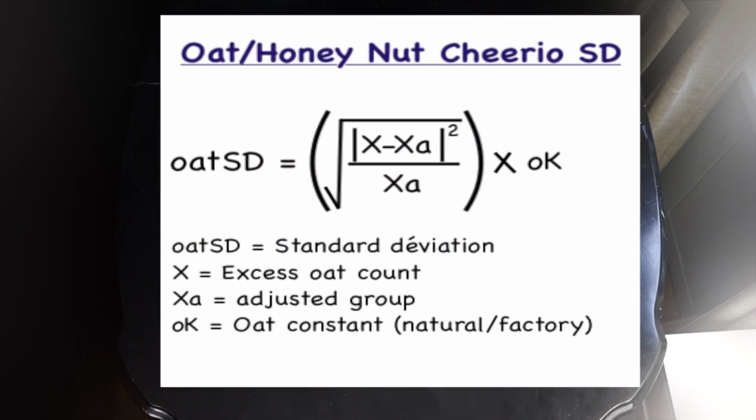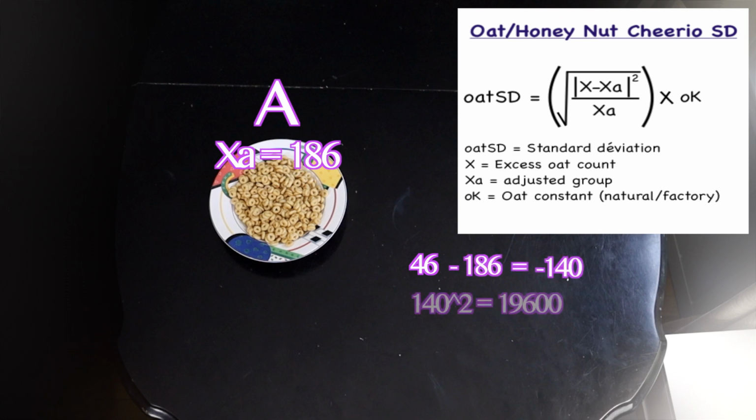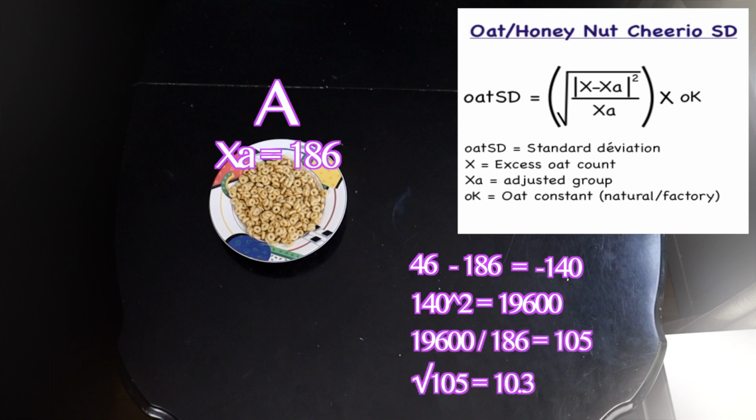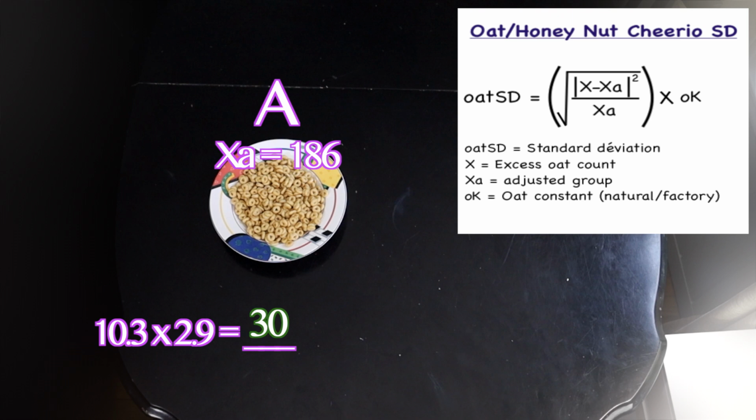So essentially we're taking the excess oat count that we already found and subtracting the adjusted bowl number, and then we're going to multiply that by itself and then put it all over the adjusted bowl number again. We're going to take the square root of this and multiply it by the oat constant of 2.9. Now this is the natural oat constant. We'll get to the factory oat constant in a little bit. Doing the calculation gives us an oat standard deviation of 30 for bowl A.